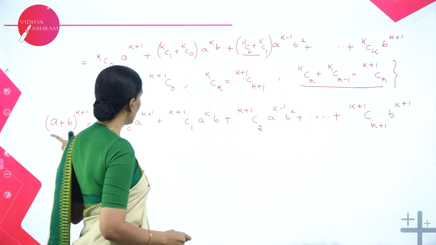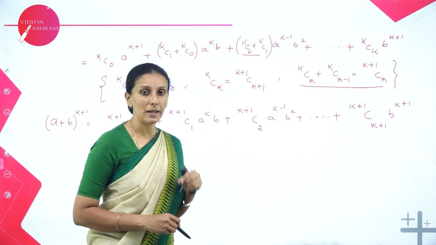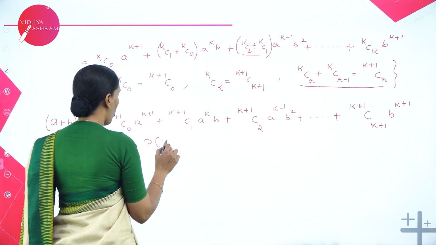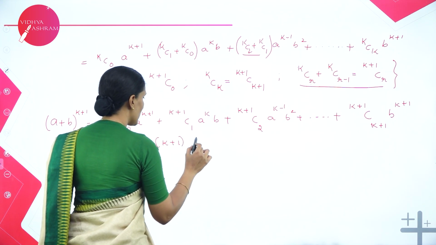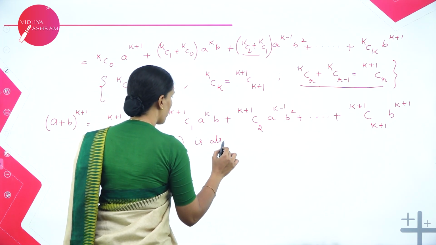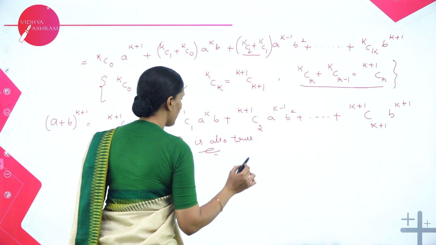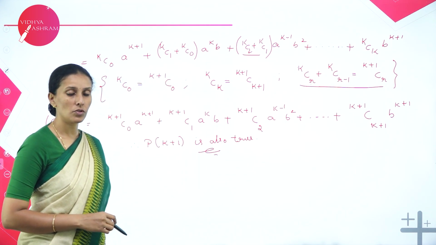So that means the result is true for k plus 1 values also. So therefore we can conclude here P of k plus 1 is also true. So it does not change the original statement. So this is also true.